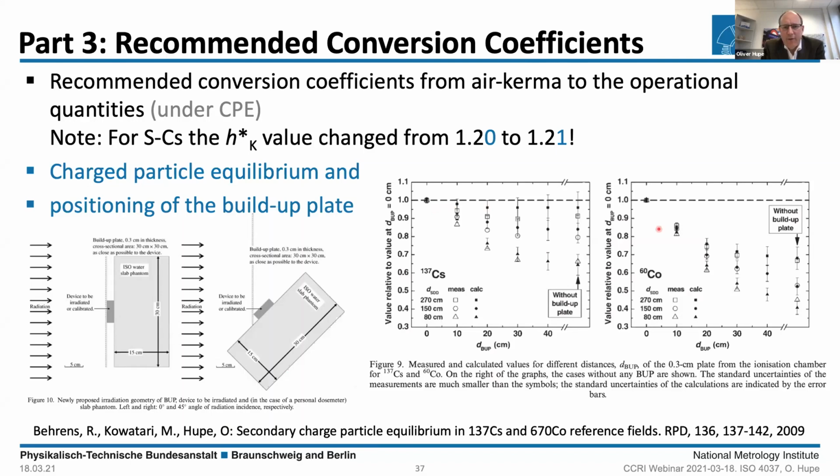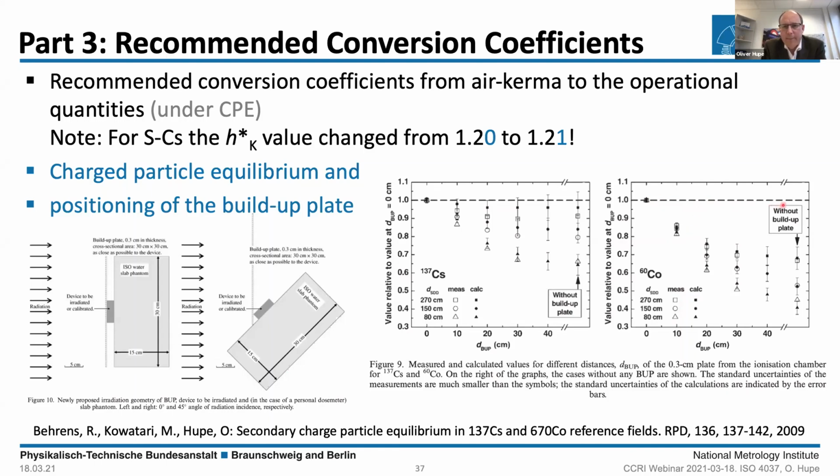Just to show you the effect, have a look at cobalt. If you have a build-up plate of 3 millimeters in close contact, that's the normalization point, and you go away with this build-up plate, for example 15 centimeters as in the old version, you can be off by 20% because the amount of secondary electrons is missing.